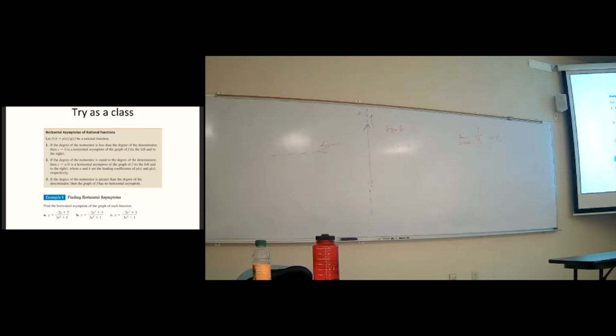Similarly, if the degrees are equal, you're going to need to check out the coefficients. That's what's happening in this case. We have -2, we have 3, all right? Given that the leading coefficient in our numerator is -2, and the leading coefficient in our denominator is 3, we're going to find that we have a horizontal asymptote at -2/3.